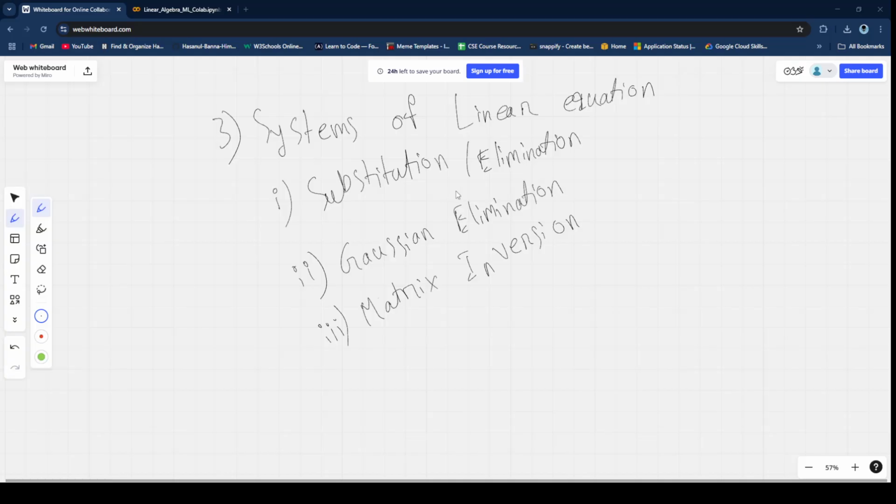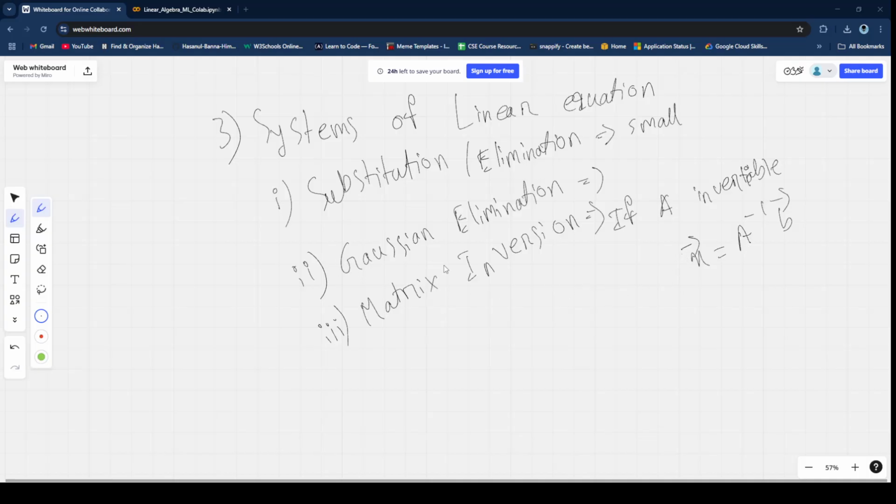So where will we use these things? The substitution or elimination is best for small systems. The Gaussian elimination is used mostly to convert the matrix to row echelon form and solve via back substitution. And the matrix inversion, if A is invertible, is something like our x vector will be A inverse times the b vector. So thus we can solve this.